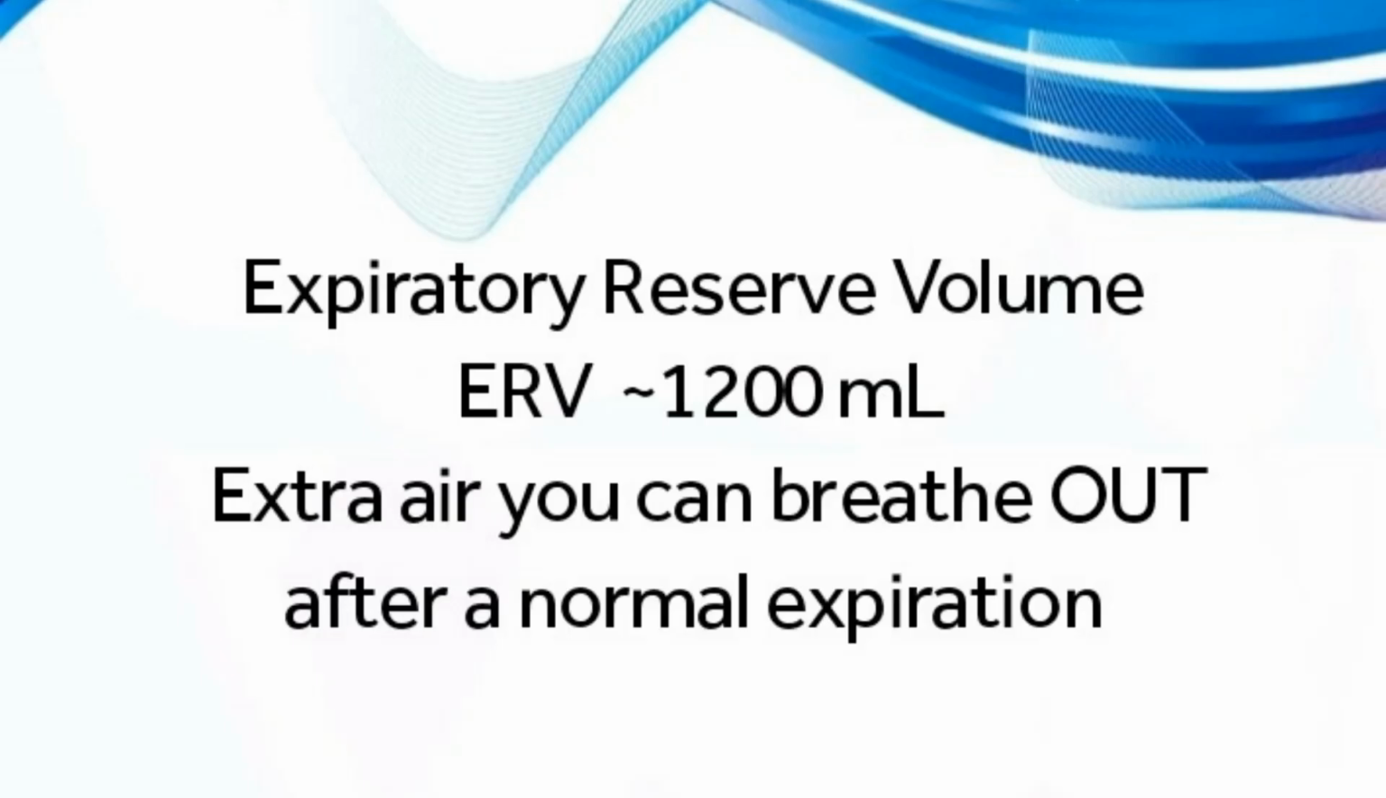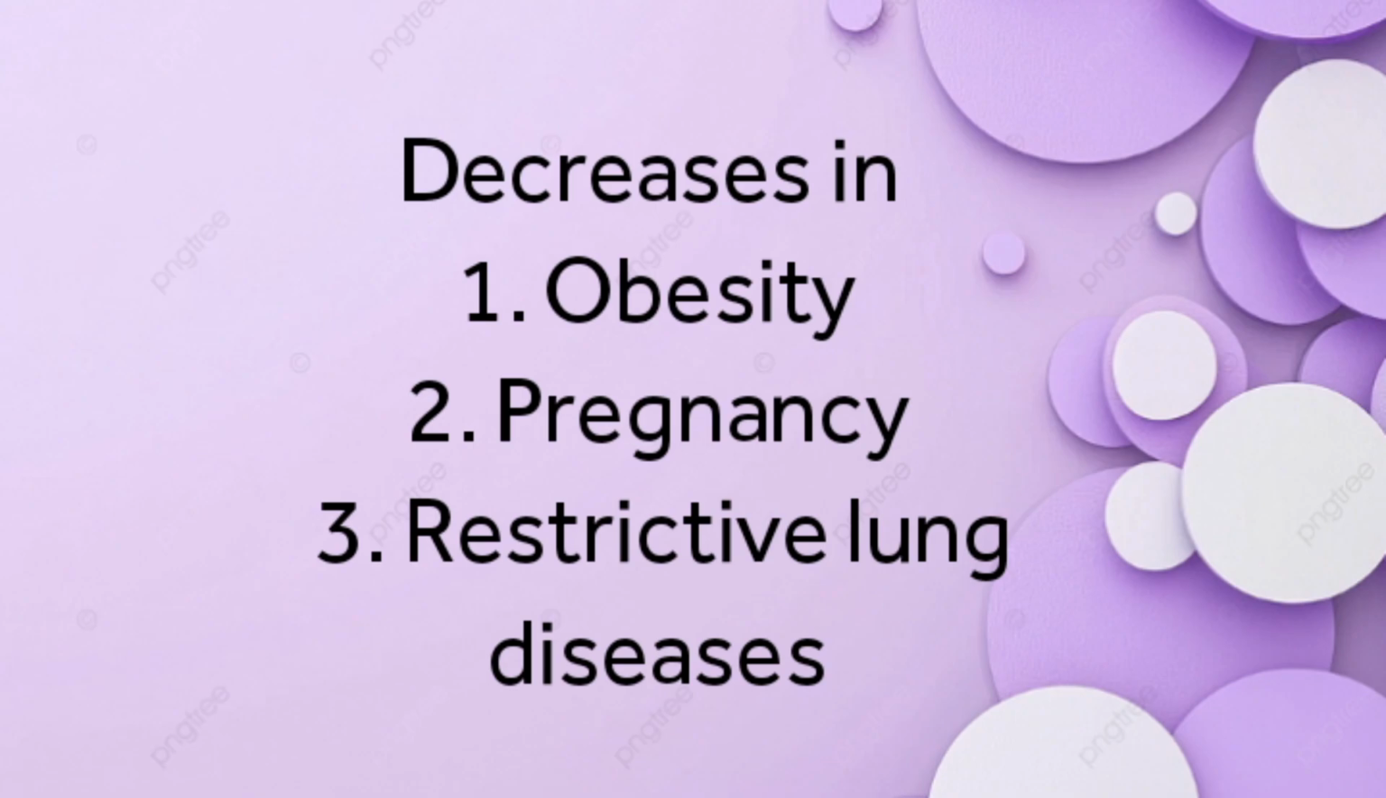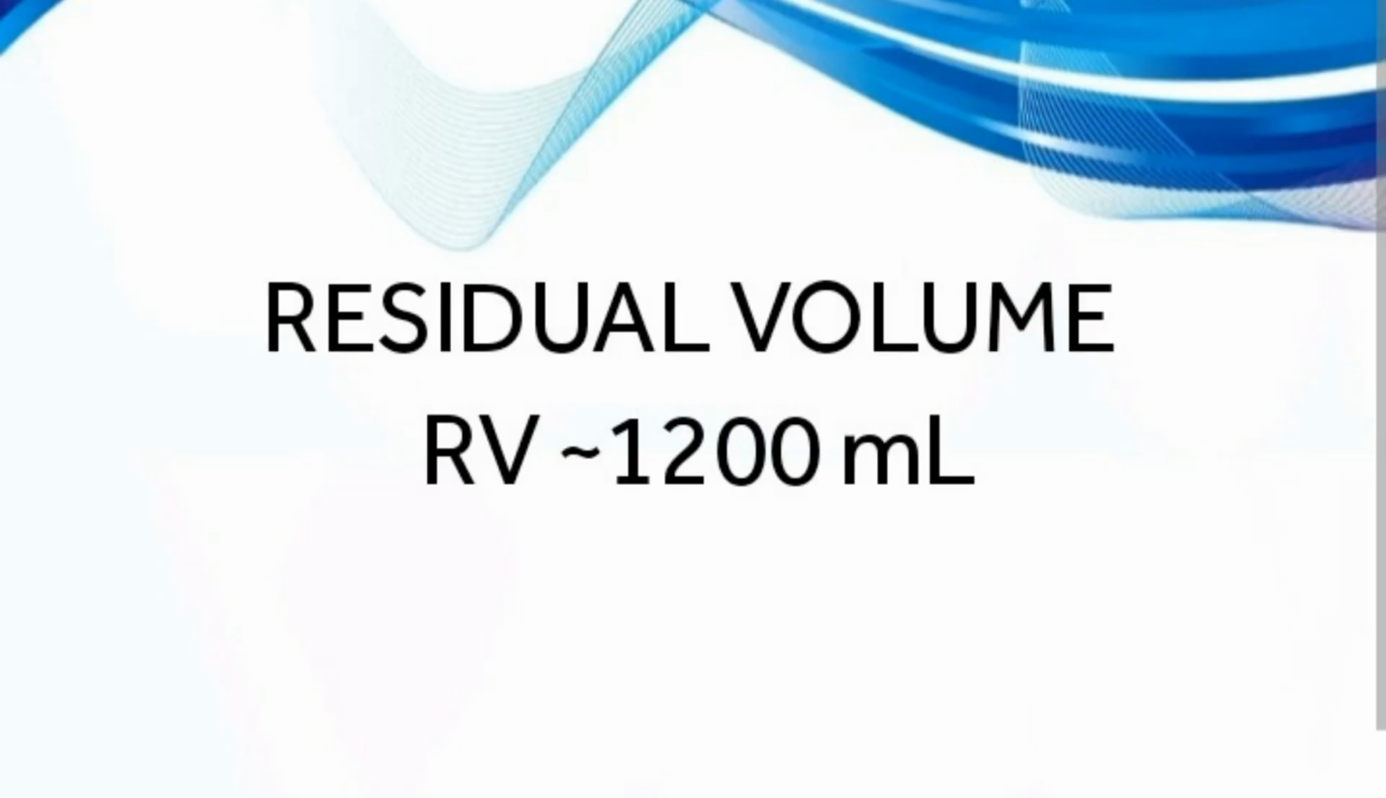Expiratory reserve volume is 1200 ml. The extra air you can breathe out after a normal expiration is expiratory reserve volume. It is used to assess expiratory muscle strength. It decreases in obesity, pregnancy, and restrictive lung diseases.